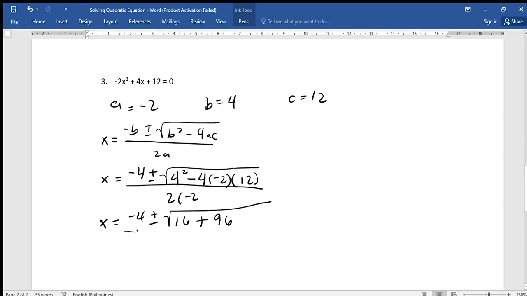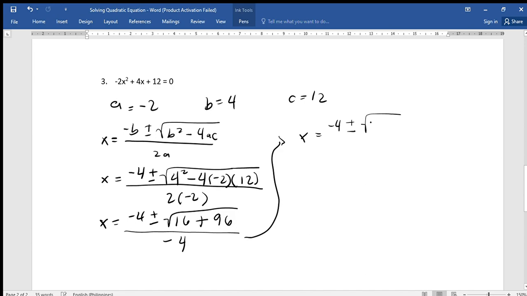Okay po. All over, haba na masyado, so dikit natin ng konti. Yan. Sige. 2 times negative 2 is negative 4. Okay? So, 96 plus natin siya sa 16. Diretso natin, lipat lang natin para hindi tayo bumaba. X is equal to negative 4 plus minus, 16 plus 96 is 112. Okay, all over negative 4.